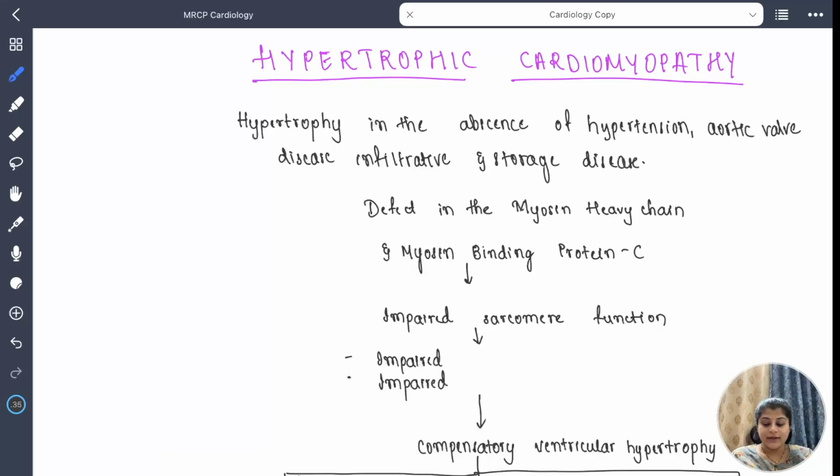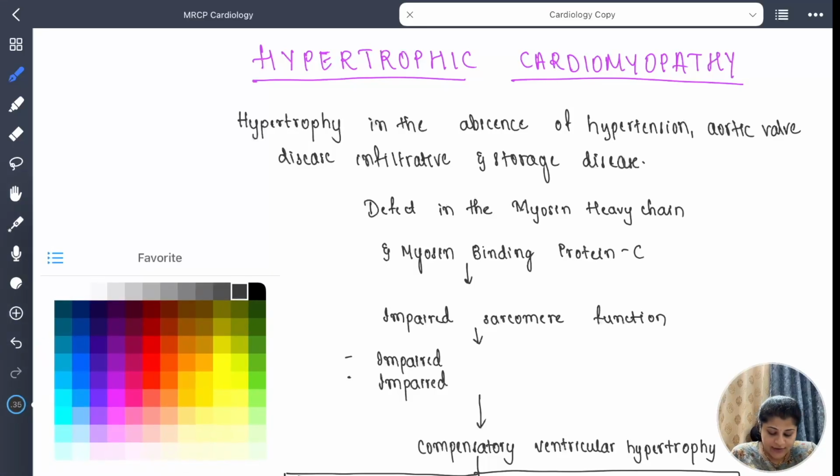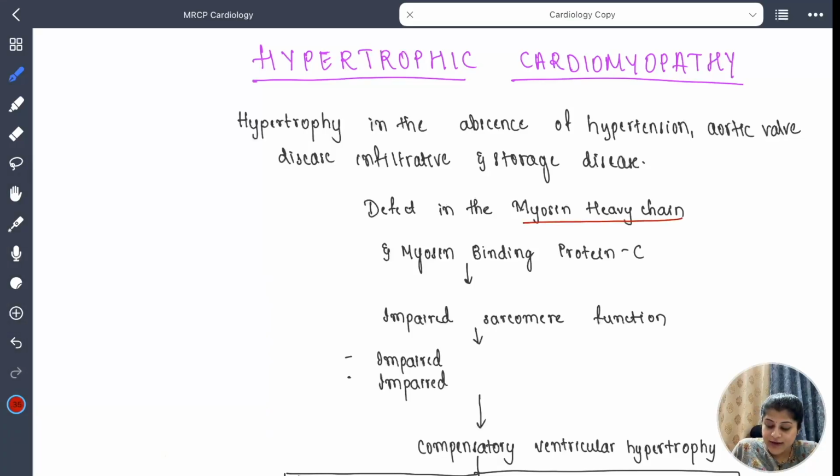There are no conditions related to these. So what is actually causing hypertrophy here? In this condition, there is a defect in the sarcomeric proteins. Which are the proteins? There is a defect in myosin heavy chain, which is encoded by the MYH7 gene. There are a number of proteins that can be defective, but I'm telling you just the commonest ones. The first is myosin heavy chain, coded by MYH7.